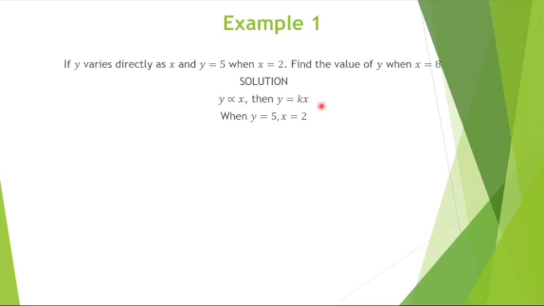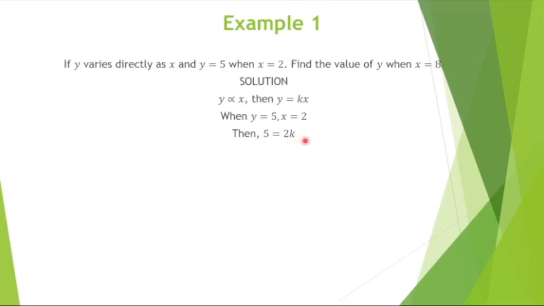Now we have been given in the question that y is equal to 5 and x is equal to 2. So all we need to do is to make substitution. Where we see y, we put 5. Where we see x, we put 2. So that means 5 is equal to 2k.